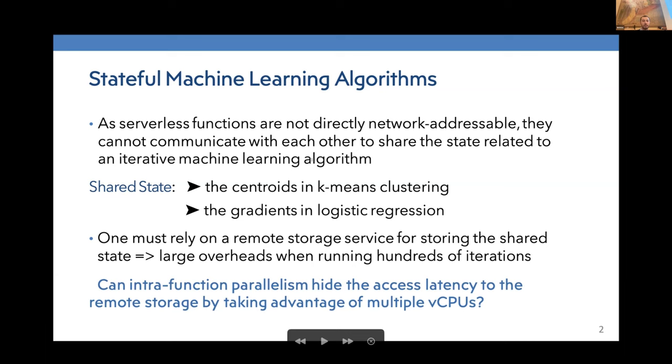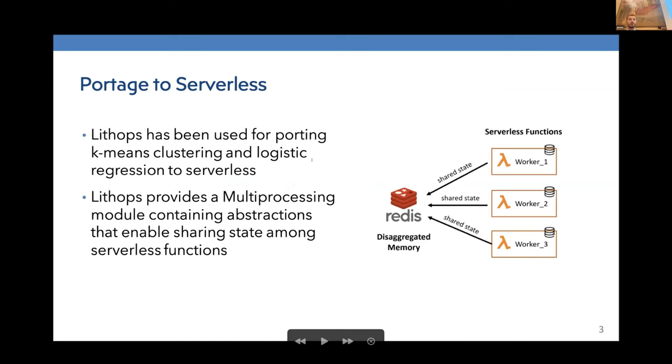We used Lithops for this. We used Lithops to port k-means clustering and logistic regression to serverless, specifically to AWS. The nice thing about Lithops is that it provides a multiprocessing module that contains abstractions for enabling shared state among functions. In this figure, we have a concrete example of how this approach would look. We would have different workers that compute some data of interest in parallel, for example, the centroids in k-means, and they would share the state in a Redis node.